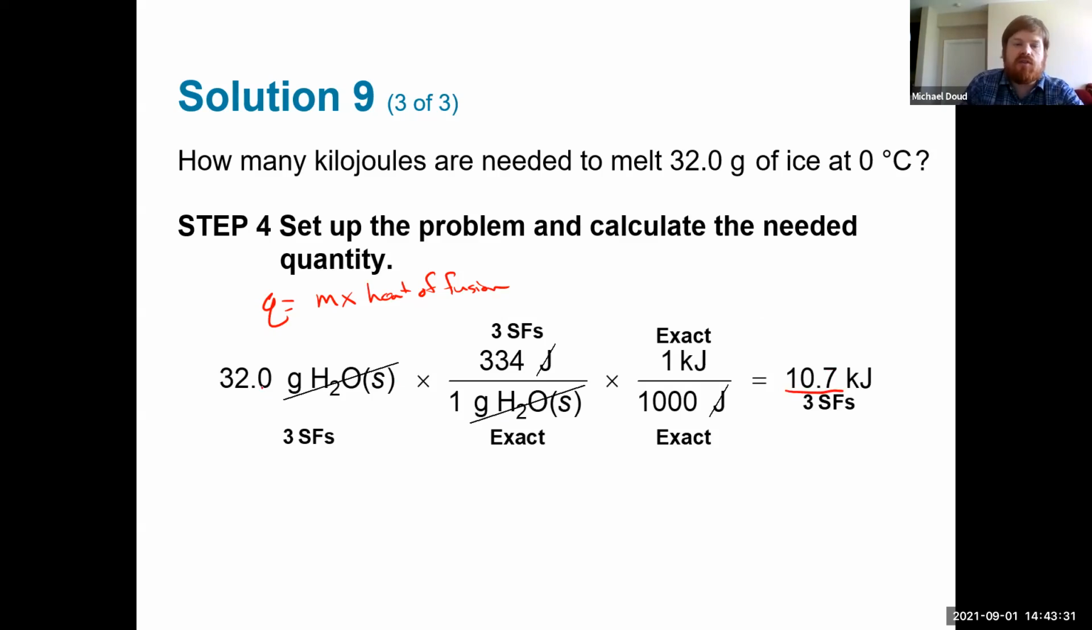Check your significant figures. 3 significant figures for the mass of water, 3 significant figures for the heat of fusion. That means our answer should be 3 significant figures.